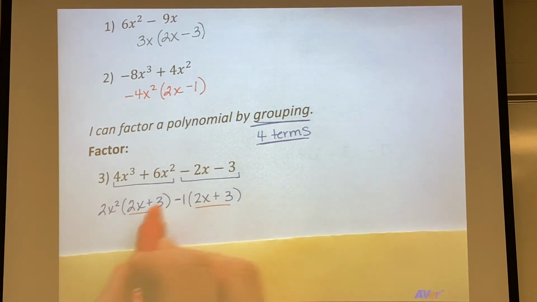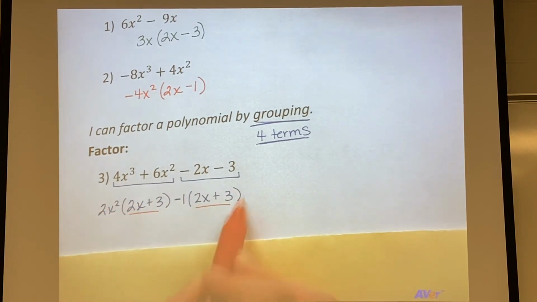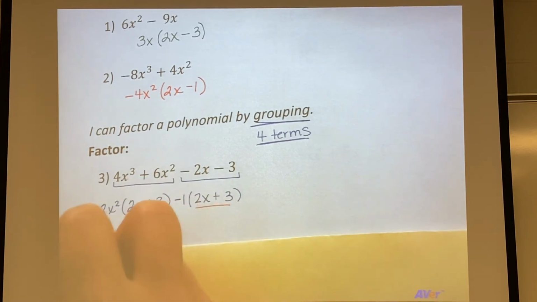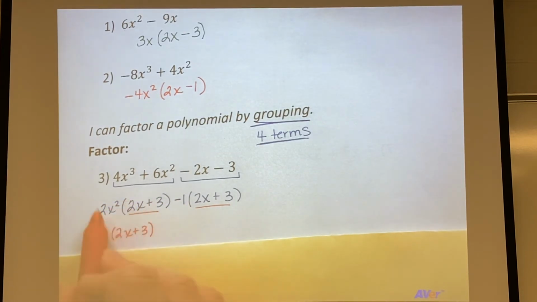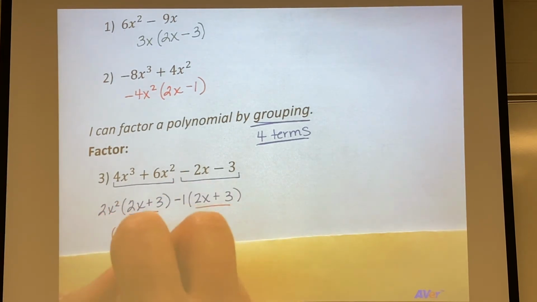All right, so since those are the same, we now only have two terms. This first thing is all one term, and the second thing is all one term. But what's common between each term? Well, the 2x plus 3. So our 2x plus 3 is our new GCF, so we pull that out. What's left from our first term when you take out a 2x plus 3? Well, the 2x squared.